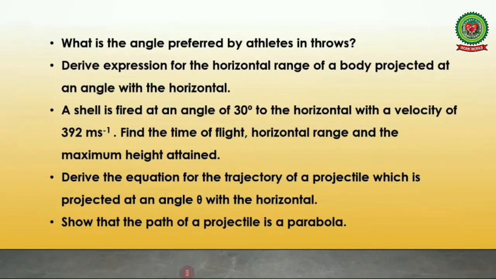Now, let's discuss some questions. Question number 1. What is the angle preferred by athletes in throws? Question number 2. Derive the expression for the horizontal range of a body projected at an angle with the horizontal. Question number 3, which is a numerical. A shell is fired at an angle of 30 degrees to the horizontal with a velocity of 392 meters per second. Find the time of flight, horizontal range and maximum height attained. Question number 4. Derive the equation for the trajectory of a projectile which is projected at an angle theta with the horizontal. And the last question says, show that the path of a projectile is a parabola.